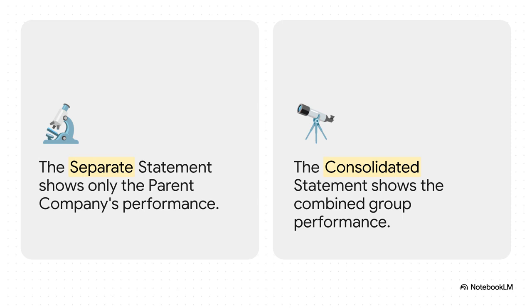But the consolidated statement? That's like looking through a telescope. It gives you the big, wide-angle picture. It combines the financials of the parent and its subsidiaries, so companies A, B, and C, and presents them as if they were one giant company. And notice, Company D, the associate, isn't in there. That's because Company A doesn't control it, so its finances are handled differently.